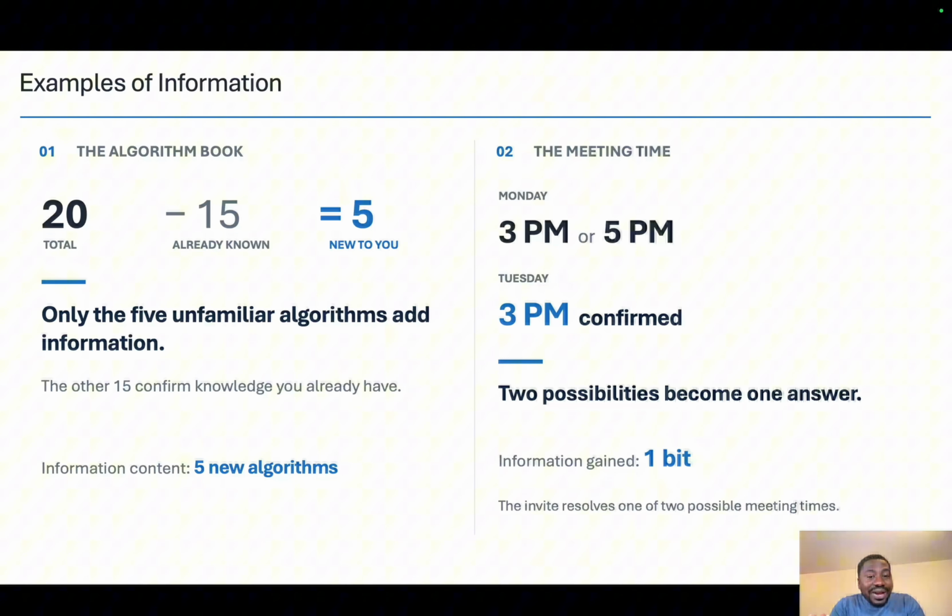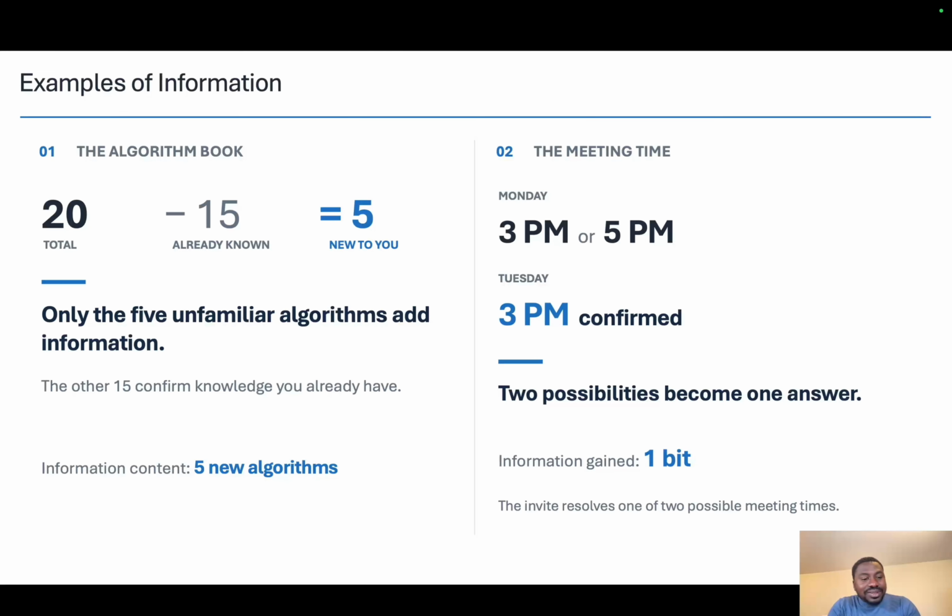But there are like five algorithms in there that are new to you, right? So in reality, the information content of that book, we can say, is just those five algorithms, because those are the only things that you didn't know. That's the uncertainty you had before you read the book, and the information you got from the book is those five algorithms.